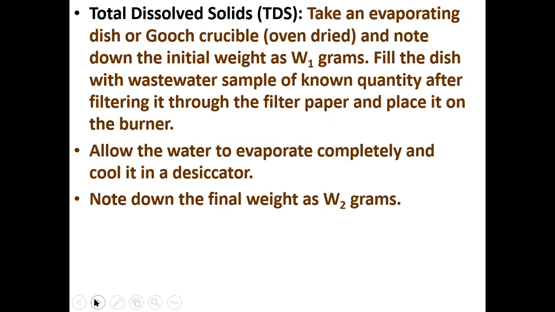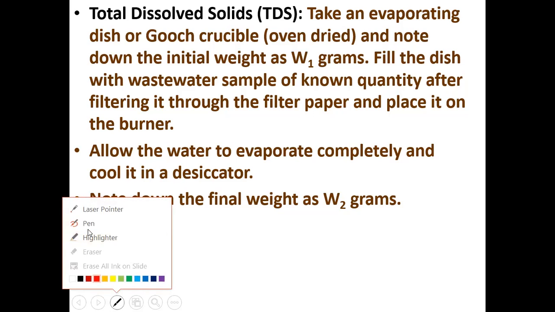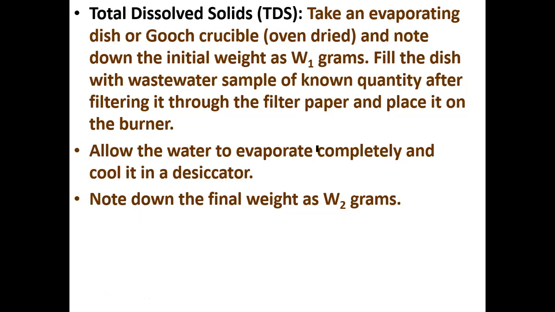Now how to find out total dissolved solids. If you want to find out how much solids are dissolved in that particular wastewater, again the same procedure: take an evaporating dish or Gooch crucible, oven dried, and note down the initial weight as W1 grams. Fill the dish with the wastewater sample of known quantity, but there is something very important in this. How you have to fill it, there is a slight difference compared to the earlier one. So fill the crucible dish with wastewater sample of known quantity after filtering it through a filter paper. We use Whatman filter paper for filtering it, and place it on a burner.